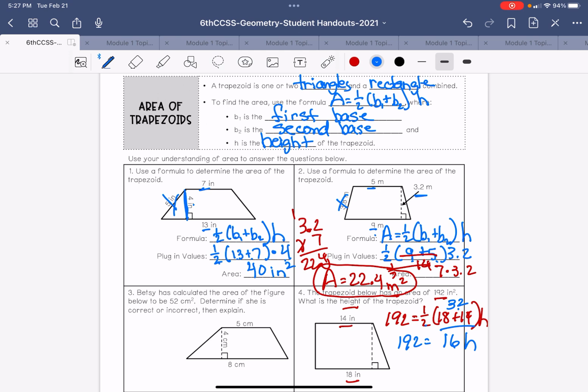They're right by each other, multiplying. We need to do the opposite so we can get rid of the 16 so we can isolate the h. So if I divide that side by 16, I also have to divide this side. With your calculator, you're going to divide 192 divided by 16, and you should get 12 inches squared. Oh, not inches squared because we're just talking about a measurement, which is the height. So it's just going to be 12 inches. That's how tall this is.